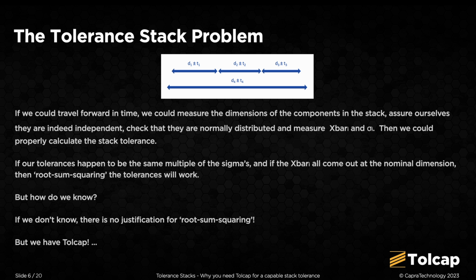And if our tolerances happen to be the same multiple of the sigmas for each component, and if the x bars all come out at the nominal dimensions, then root sum squaring the tolerances will work fine. But how do we know? If we don't know, there's no justification for root sum squaring, and how could we know?